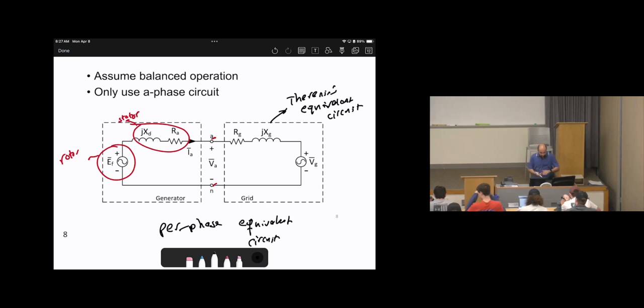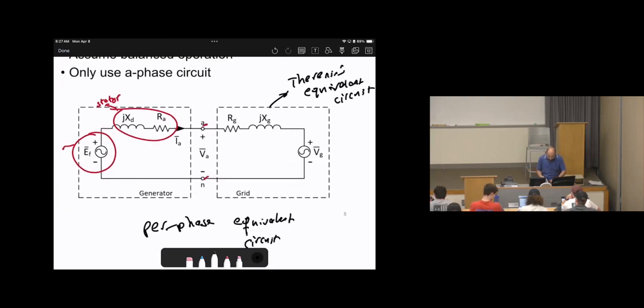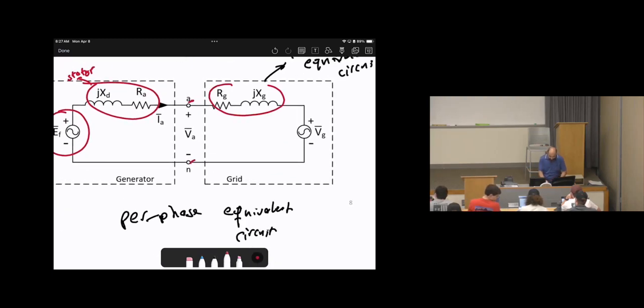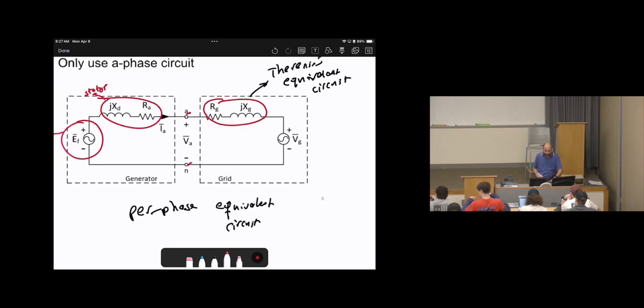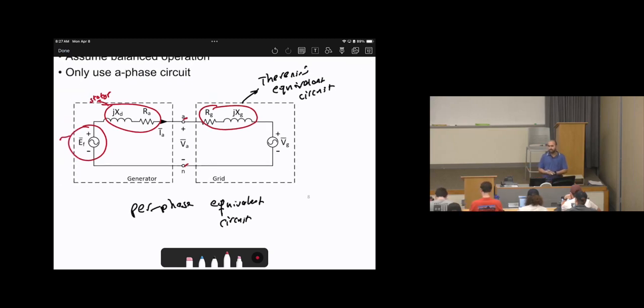If the grid is strong, we can say RG and jXG can be negligible with regard to the impedance and the resistance of the generator. So the Thevenin equivalent circuit will be an impedance and a voltage source. The impedance can be close to zero if and only if it's a strong grid, which means it will not be impacted by any other things. So anyway, under a strong grid, we can neglect RG and jXG.